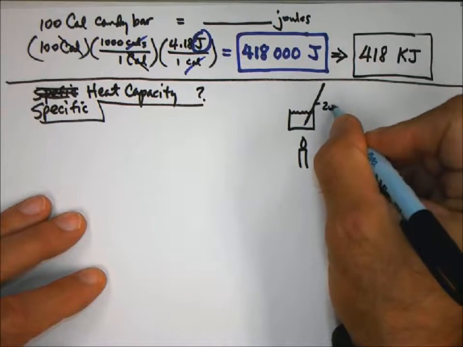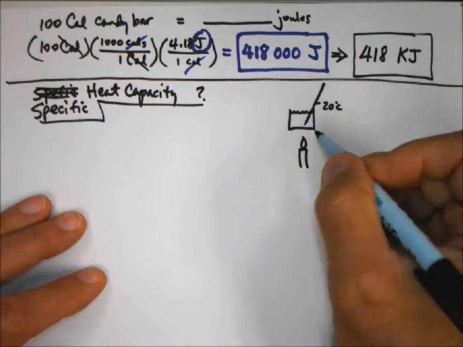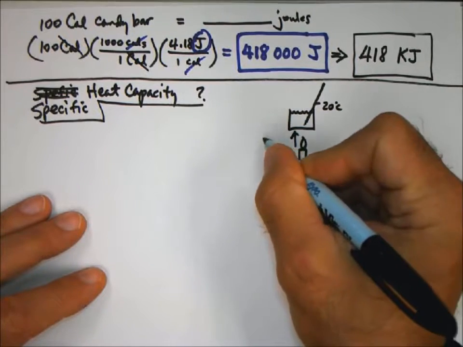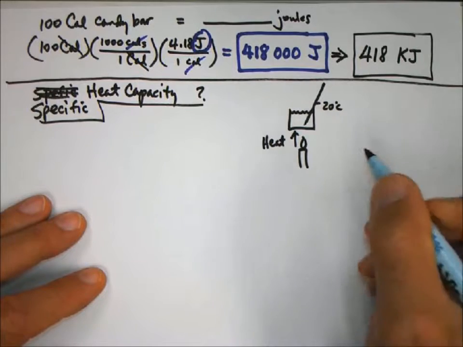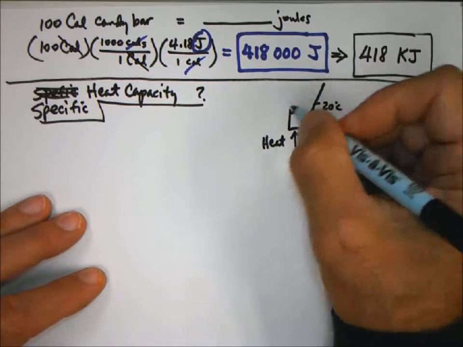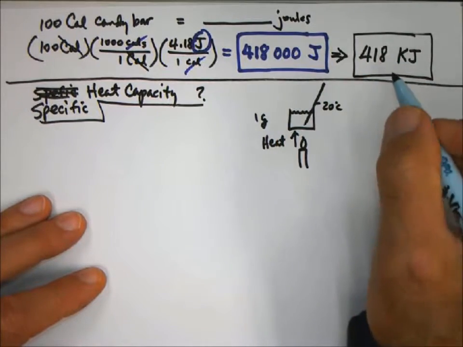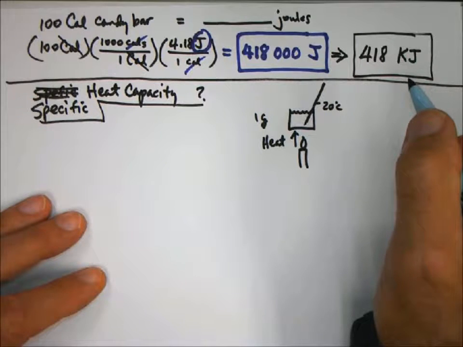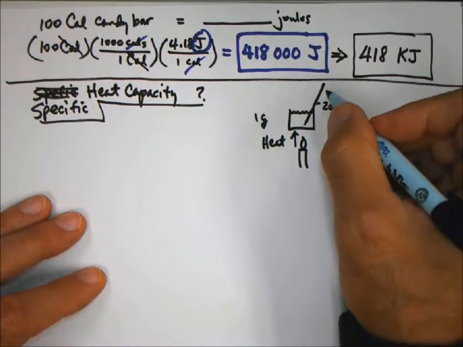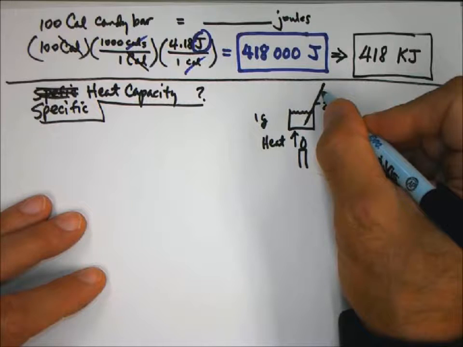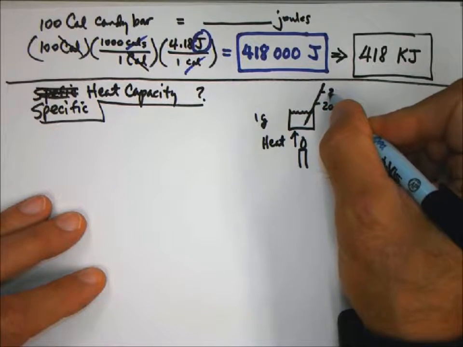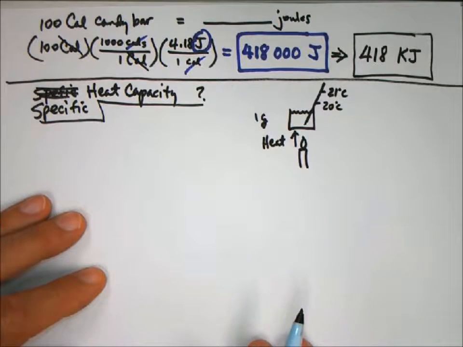Let's say we're starting out at 20 degrees Celsius water, and then we add heat to the water. And let's say that 1 gram of water increases by 1 degree to 21 degrees Celsius.